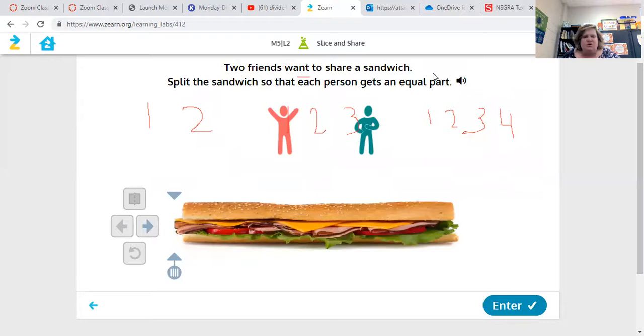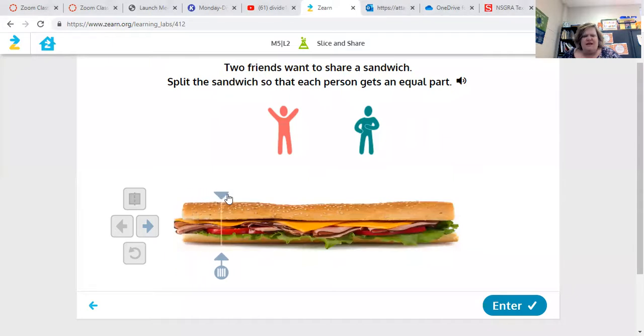Okay, and we're going to erase all of that writing. Okay, so now we have 2 friends that want to share a sandwich. We want to split this sandwich so that each person gets an equal part. Now we know, as children especially, and fourth graders, we like equal. We don't like someone to get more than us. So we're going to split this sandwich into 2 equal parts.